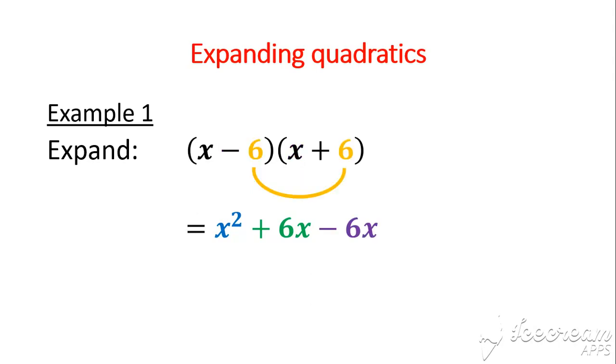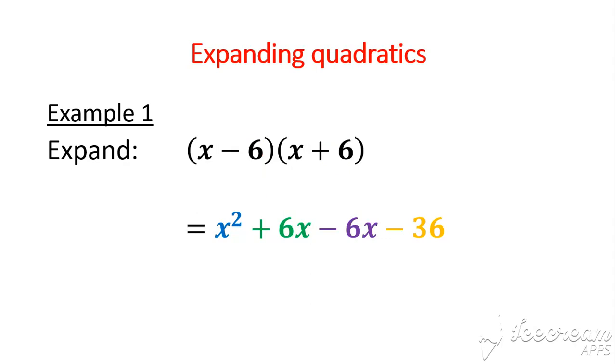And finally, we get to go 6 times 6. Remember, every rainbow is a multiply, so 6 times 6 is 36, but one's a positive and one's a negative. Remember, when one's positive and one's negative, the answer must be negative. A positive times a negative is a negative.